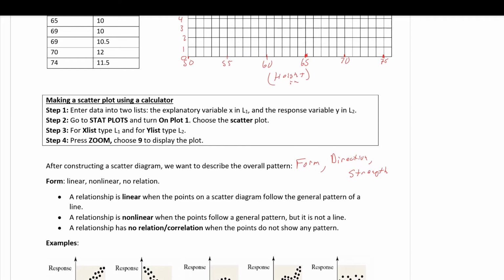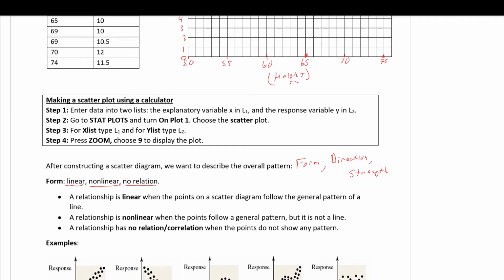Okay, so what do I mean by form? Well, in broad strokes, you can actually just say, do we see something that looks like it's linear? Do we see some sort of pattern, but a non-linear pattern? Or do we just see no relationship at all? And then I'll show you some examples of what I mean there.